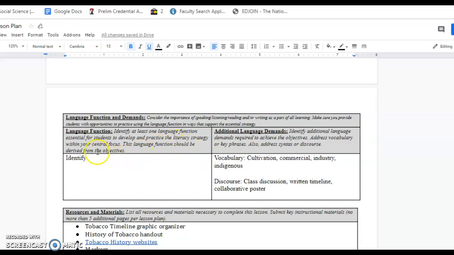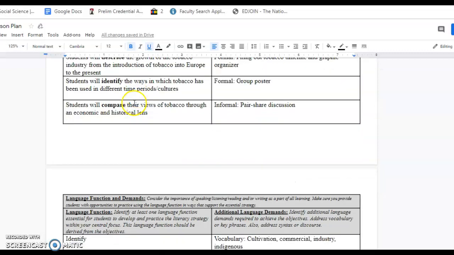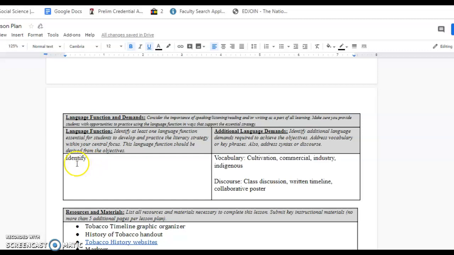And moving on to language function, the way I understand, language function has to be present in the essential literacy focus strategy. So identify, as seen up there, and it is seen down here as well. So identify.